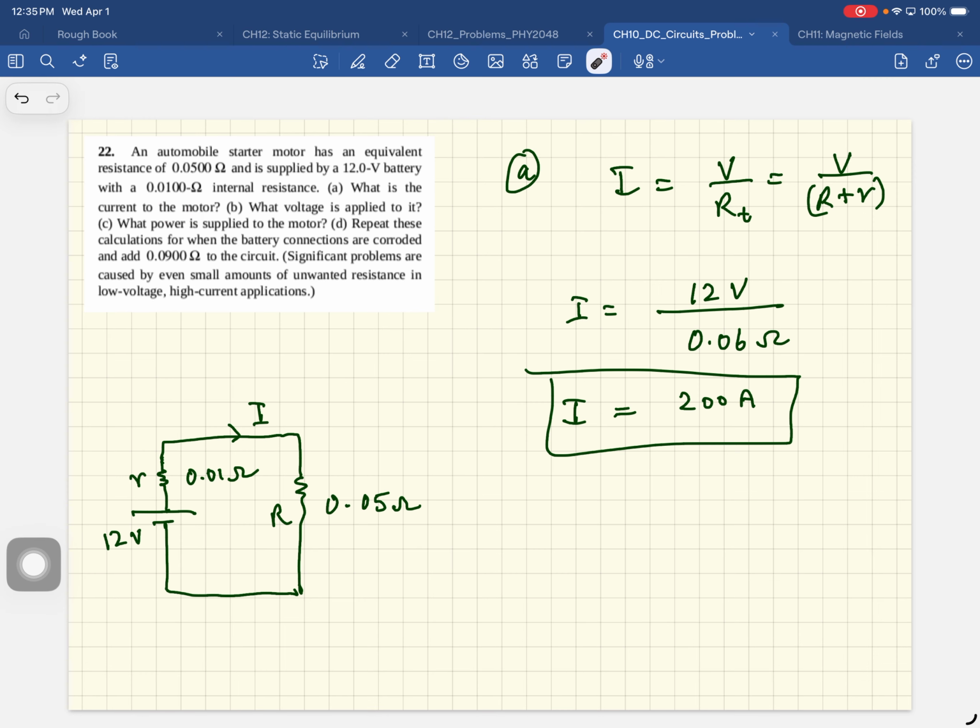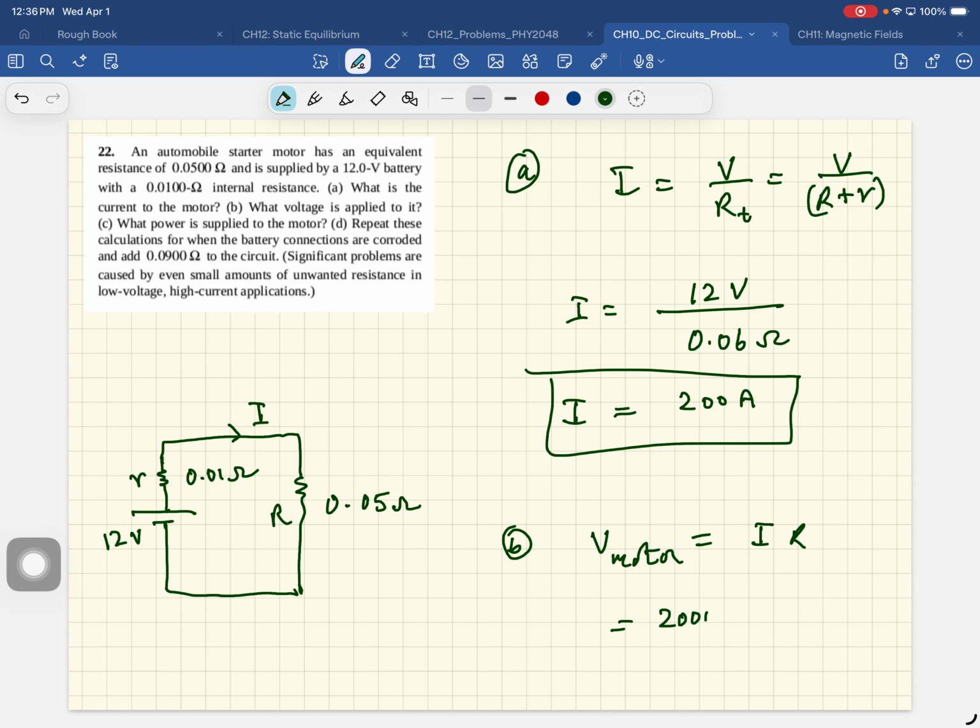Then part B: what voltage is applied to the motor? So here is the motor, and what is the voltage across the motor is the question. The voltage across the motor is the current in the motor times the resistance of the motor. We'll take these two and make that a 5. 5 times 2 is 10.